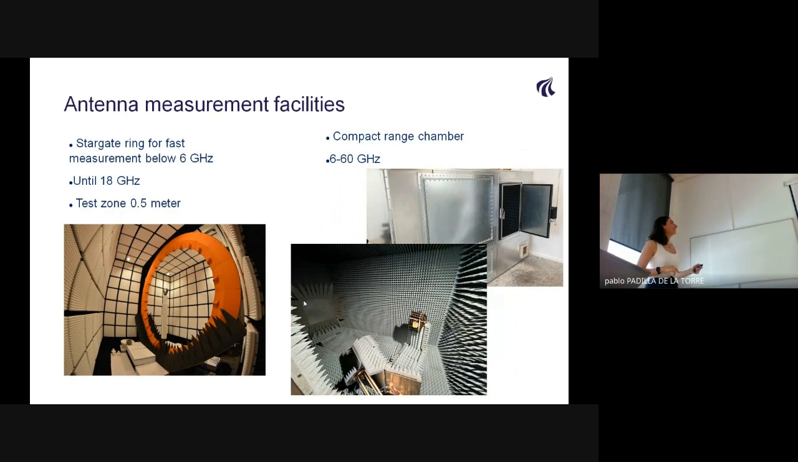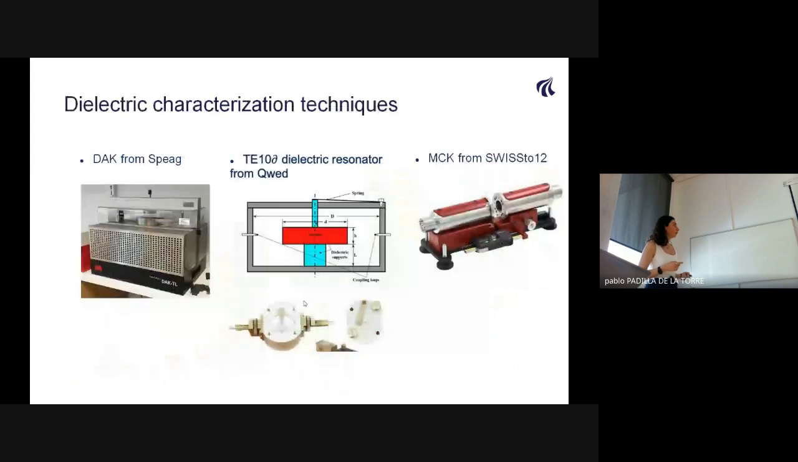Then we have this target chamber that can measure up to 18 gigahertz, and it has different probes around. Here we have the antenna under test. And then we have a compact range chamber that can go up to 60 gigahertz, and there is a reflector here. For material characterization, we have the same one that you have here from SPEAG, and then we have this split cavity resonator that you see below.